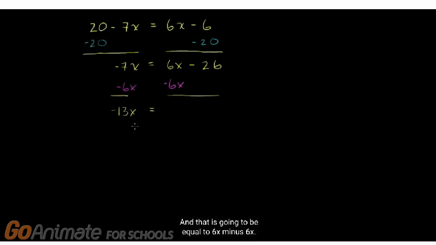And that is going to be equal to 6x minus 6x, that cancels out. That was the whole point behind subtracting 6x. And then we have just a negative 26, or minus 26, depending how you want to view it. So just negative 13x is equal to negative 26. Now, our whole goal, just to remember, is to isolate the x.